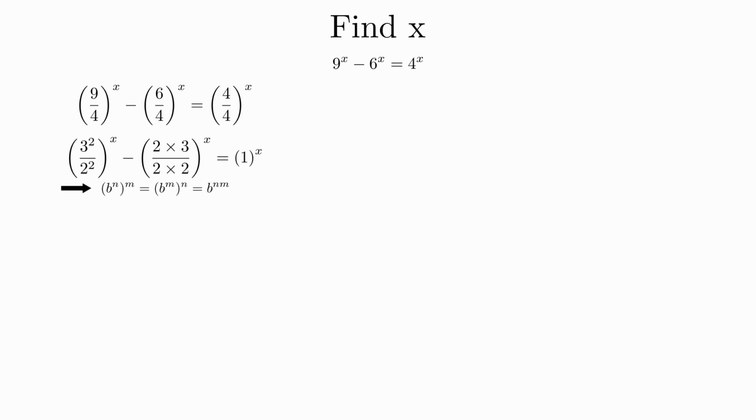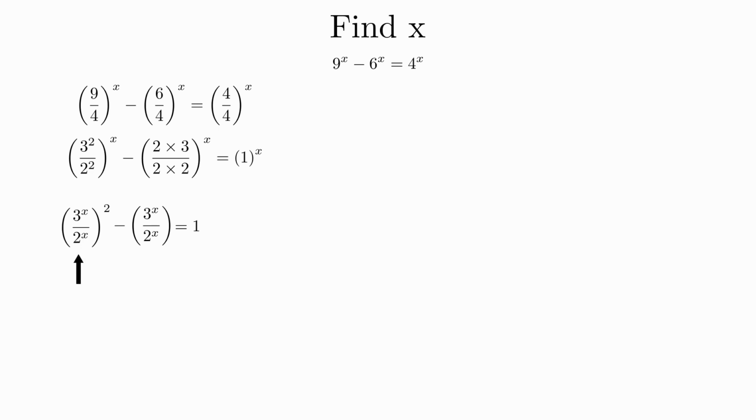We can now change the order of exponents in the first term on the left-hand side using the rule for exponents, (b to the n) to the m is equal to (b to the m) to the n, and write it as 3 to the x over 2 to the x. In the second term, we simply cancel out 2's. On the right-hand side we can replace 1 to the power of x with just 1, because 1 to any power is always 1.